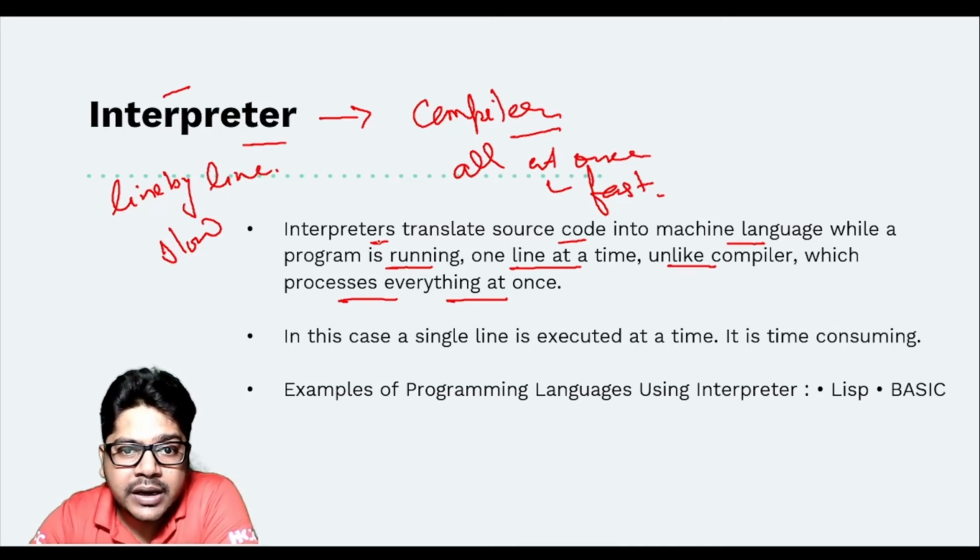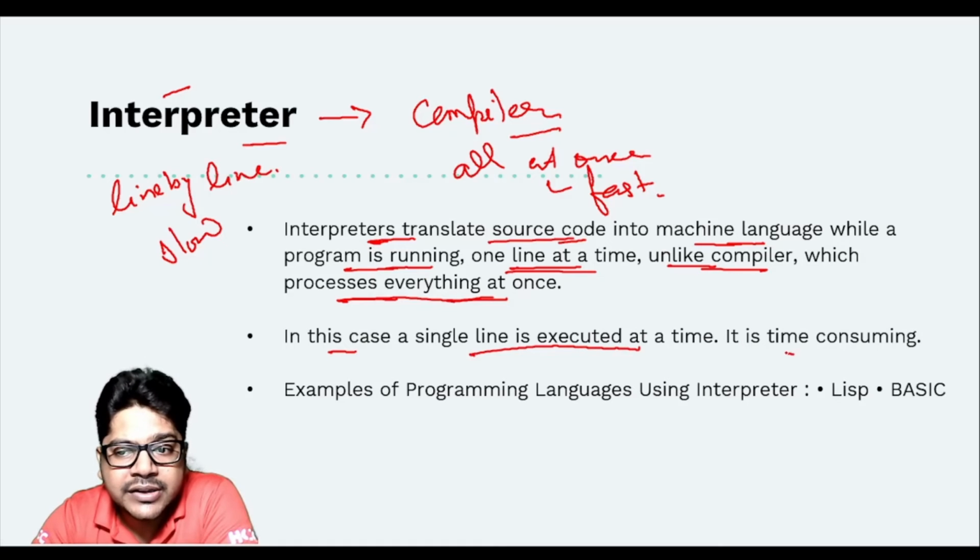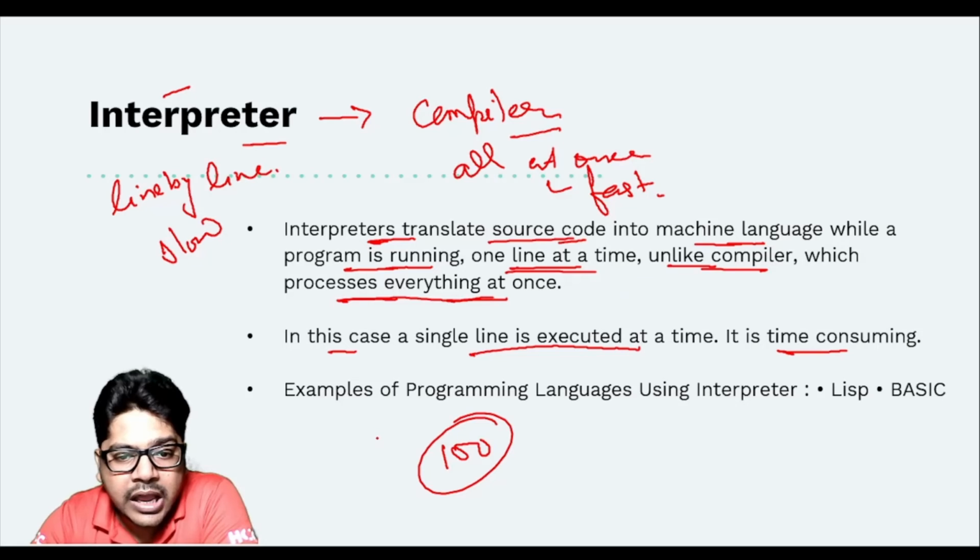So an interpreter translates source code into machine code while a program is running, one line at a time, unlike a compiler which processes everything at once. In this case, a single line is executed at a time and it is time consuming. So if you have 100 lines of code and you have errors at line numbers 2, 9, 11, 19, first it will show you line number 2.